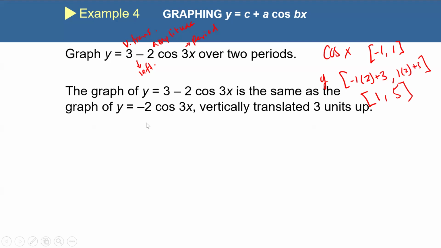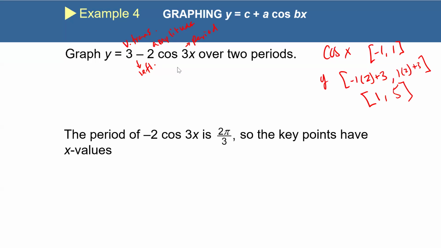Next, we're going to find our intervals. So now we're going to find our key points and talk about our period. We know that our period here is 2 pi over 3. Remember, your b value helps you find your period. So we know our period is 2 pi over 3.